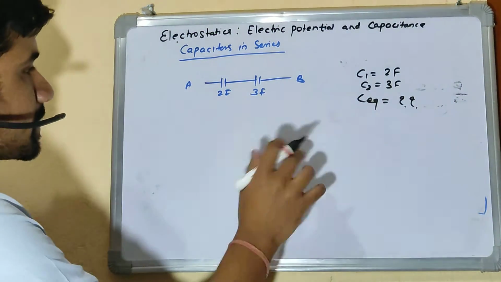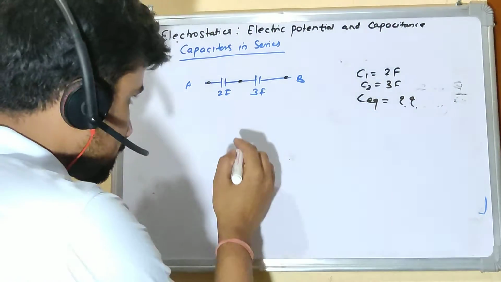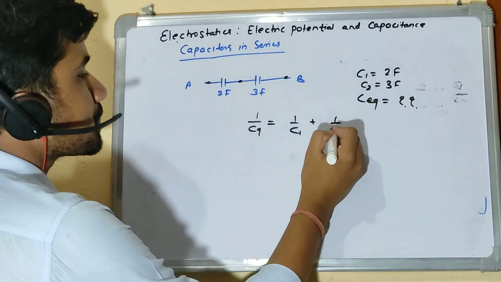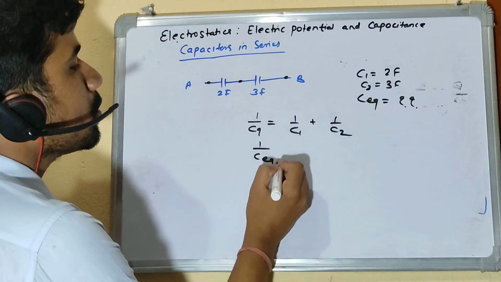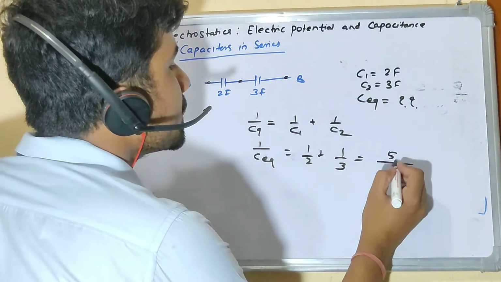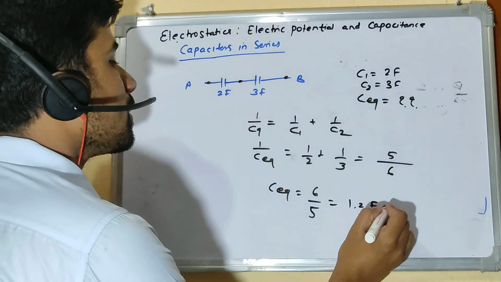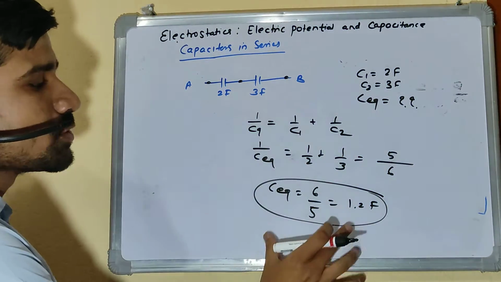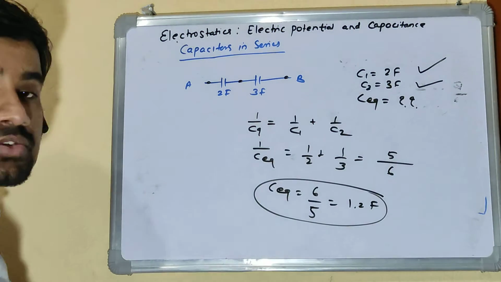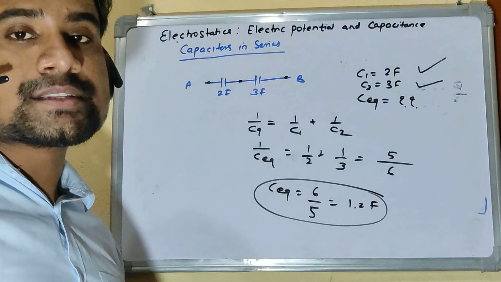We know the expression for series. This is in series, you know. This is end-to-end connection. So 1 by C equivalent is 1 by C1 plus 1 by C2. So 1 by C equivalent will be equal to 1 by 2 plus 1 by 3, which is equal to 5 by 6. So C equivalent is nothing but 6 by 5, which is 1.2 farad. So see, equivalent capacitance is 1.2 farad, which is smaller than 3, which is smaller than 2 as well. So in series, equivalent capacitance is actually lesser than the individual capacitances.